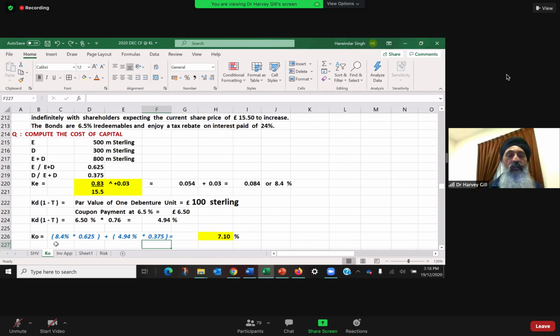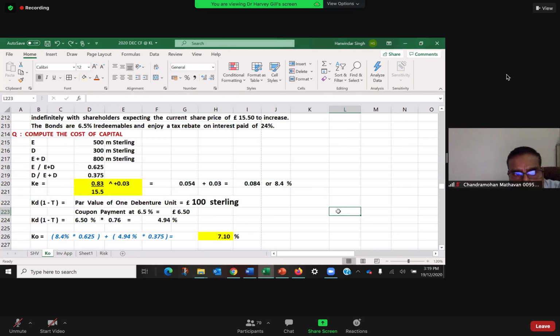So in this case, K naught will simply be the cost of equity, 8.4%, multiplied by the proportionate value of equity, which is 0.625, plus 4.94, the cost of debt net of tax benefits, multiplied by 0.375, and we get 7.1. Now, if you are keeping a notebook and a calculator close by, I hope you're also checking my calculations as we go along. Any questions on this? This is an income-based model.